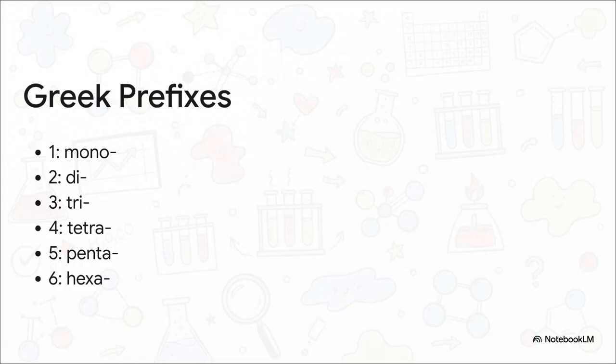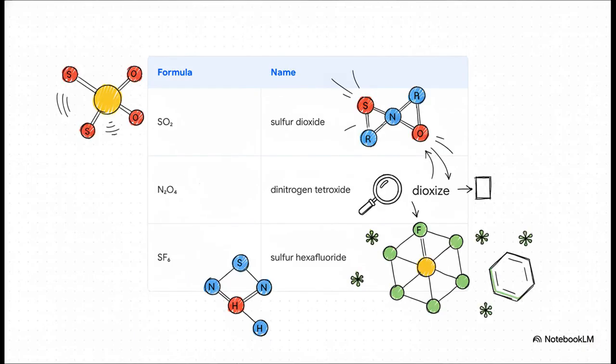So, to fix this, we use a really elegant system of Greek prefixes. And these prefixes tell you exactly how many atoms of each element are in the molecule. It's mono for 1, di for 2, tri for 3, and so on. Pretty straightforward. And what this system gives us is incredibly clear, precise names. So SO2 becomes sulfur dioxide, N2O4 is dinitrogen tetroxide, and SF6, that's sulfur hexafluoride. It leaves absolutely no room for confusion at all.